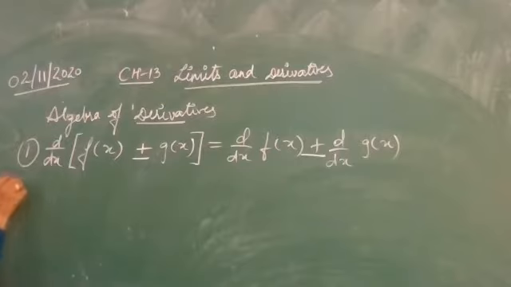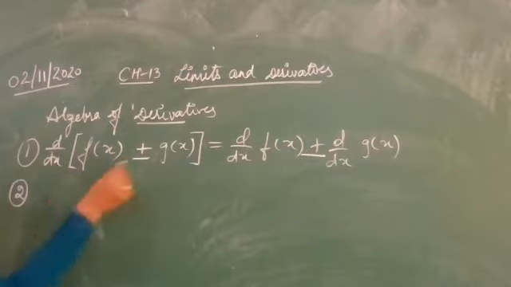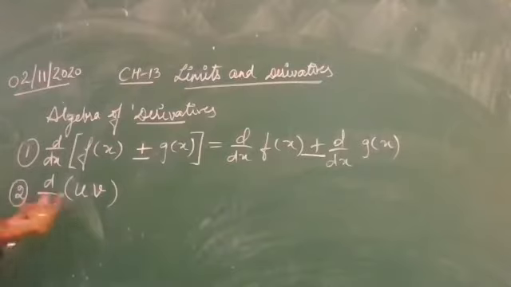Second, if we have product of two functions. Now see the product, let's consider the functions as u and v because it will be easier for you to understand. Instead of f(x) and g(x), we are taking the functions as u and v, where u and v both are functions of x. Now this is product of two functions.